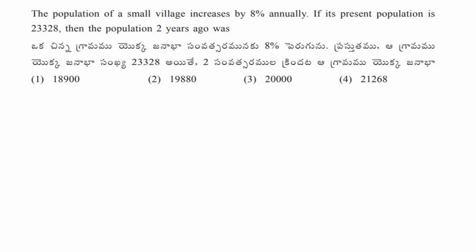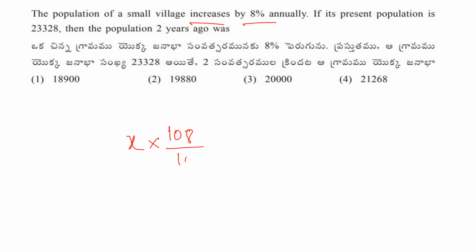Let's write it down. 2 years ago means some x. Let's assume 2 years ago it was some x. Every year the population increases by 8%, right? Initially the population is 100%, so everything we can take as 100. If it is increased by 8%, it means 108.